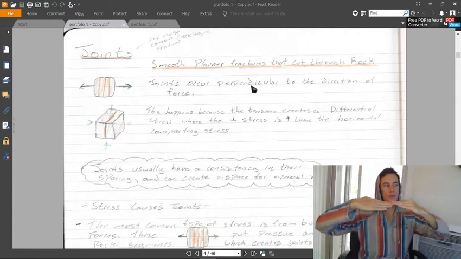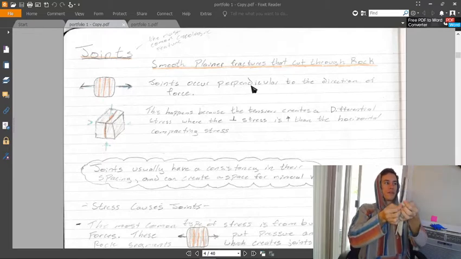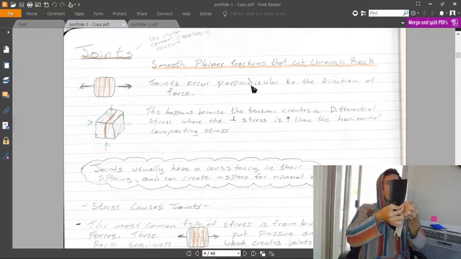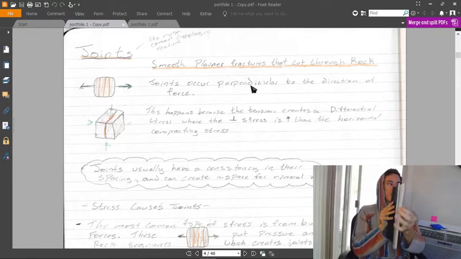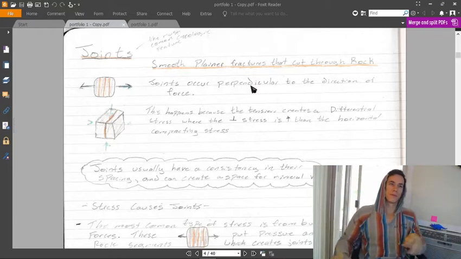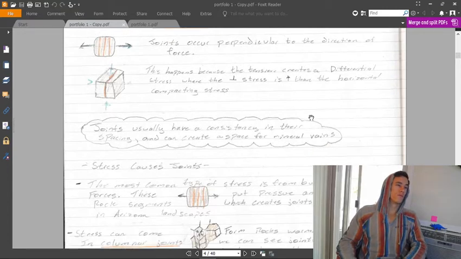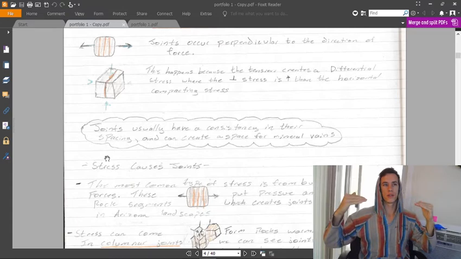So if the force is pulling it out, like if I pull this book apart, right? If I'm pulling on these two, then it's going to open right there. So it's basically like the book pages, just evenly spaced throughout a section of the rock. It happens because the tension creates a differential stress where the perpendicular stress is greater than the horizontal capacity.